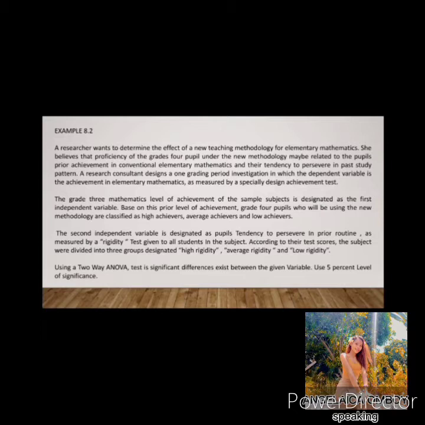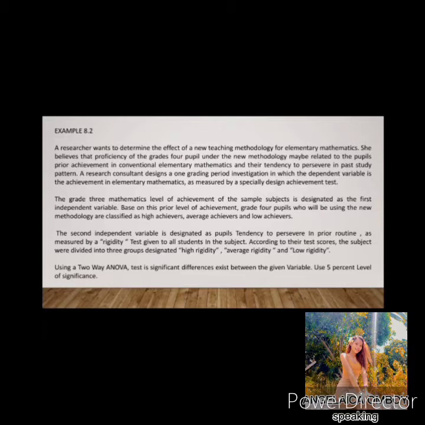The grade 3 mathematics level of achievement of the sample subjects is designated as the first independent variable. Based on this prior level of achievement, grade 4 pupils who will be using the new methodology are classified as high achievers, average achievers, and low achievers.